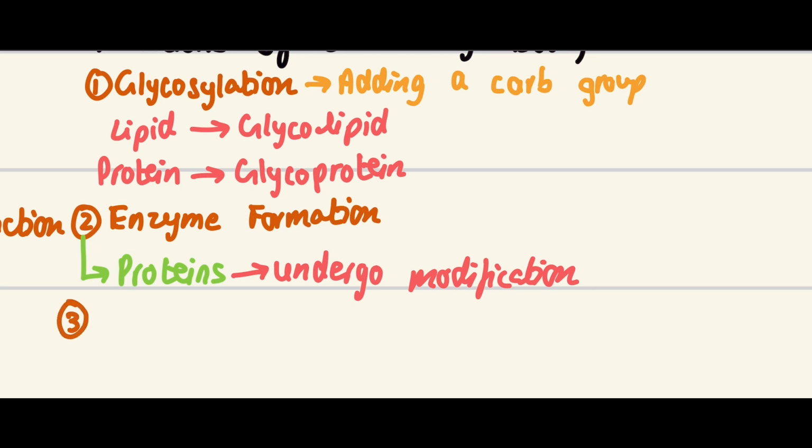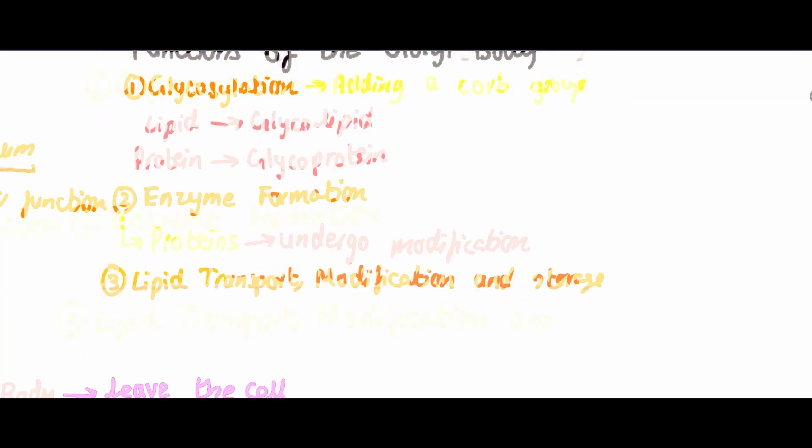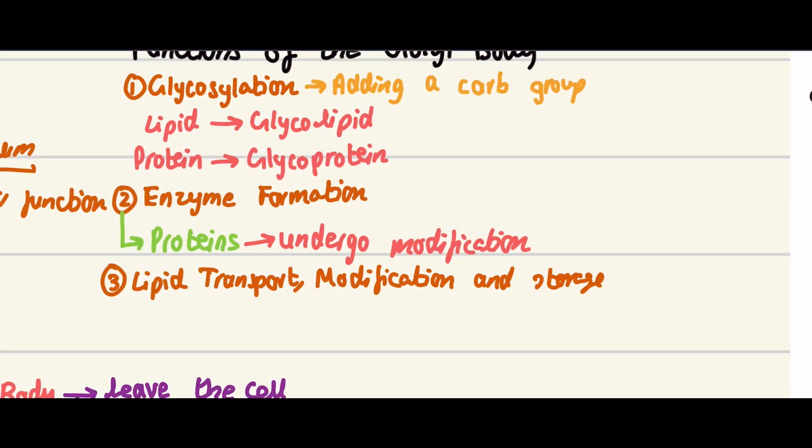Moving on, we have the third thing, which is going to be lipid transport, modification and storage. Talking about the lipid transport, it's pretty simple. If I have a piece of lipid, I want to transport it from one part of the cell to the other, it's going to pass through the Golgi apparatus, Golgi body, Golgi complex, whatever you want to call it. There's also modification, and if I want to store the lipids, it's also going to get stored in the Golgi body.